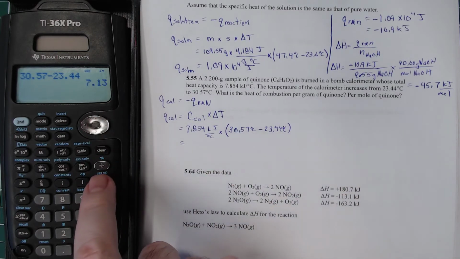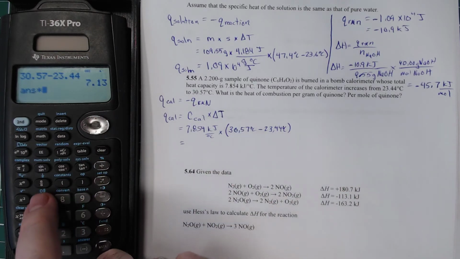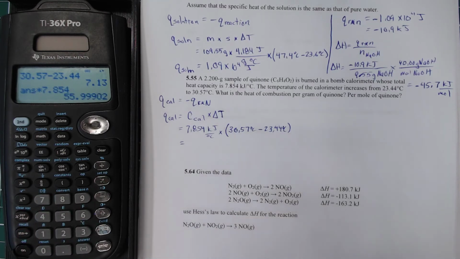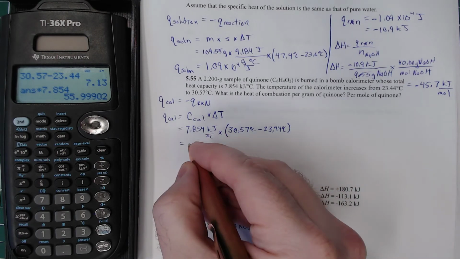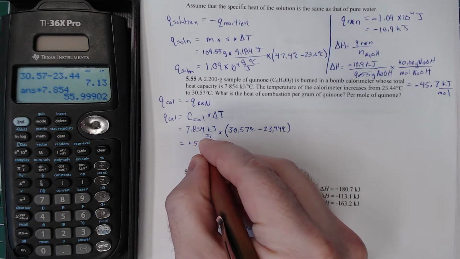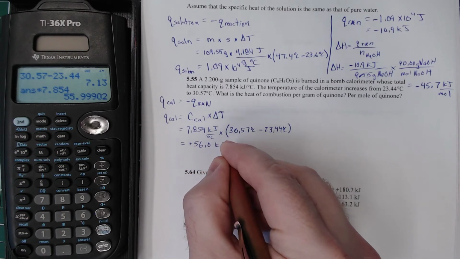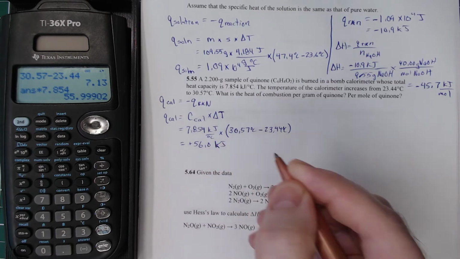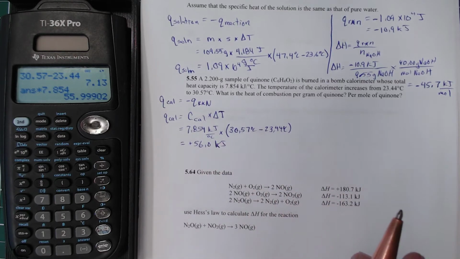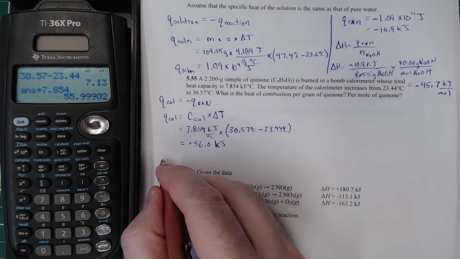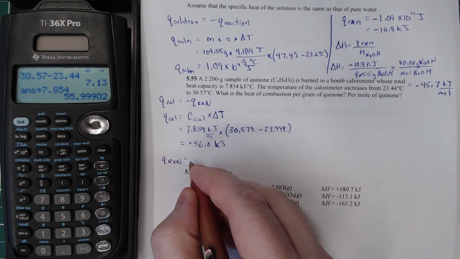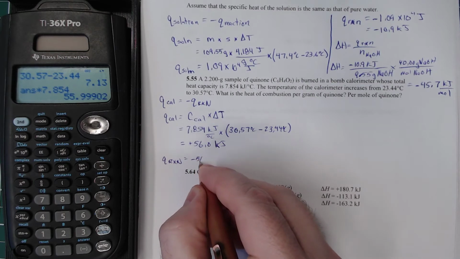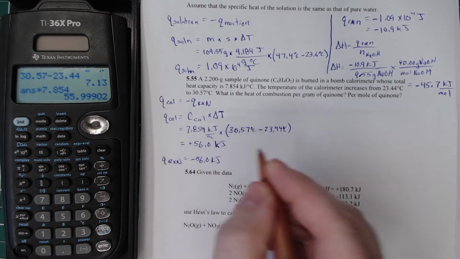So we'll take that 7.13 and we're going to multiply that by 7.854. And that gives us 55.999, with 3 sig figs. We're going to call that 56.0 kilojoules. So 56.0 kilojoules. That means that the Q of our reaction is the negative of that. It'll be negative 56.0 kilojoules.